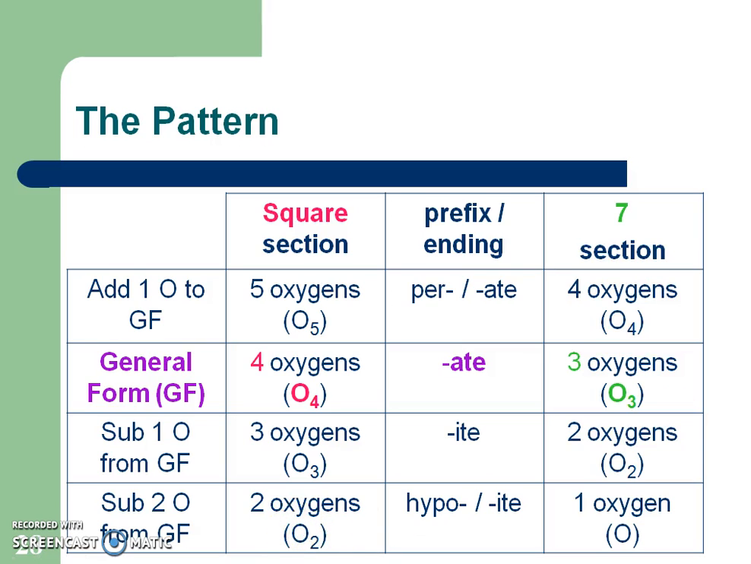So what's the difference then with the 7 section? Well, the difference is how many oxygens it starts with. The square, the general form, started with 4 oxygens, and the 7 section and 3 are both odd numbers, and they're going to start with 3 oxygens. So if you notice, 3 oxygens minus 1 oxygen, it's going to be ite, minus 2 oxygens, going to be hypoite, and if you add an oxygen, it's going to be per ate.